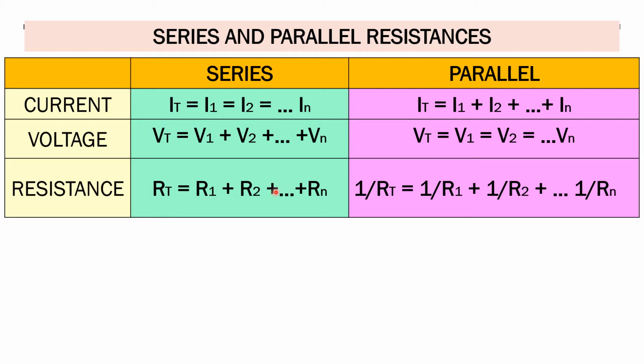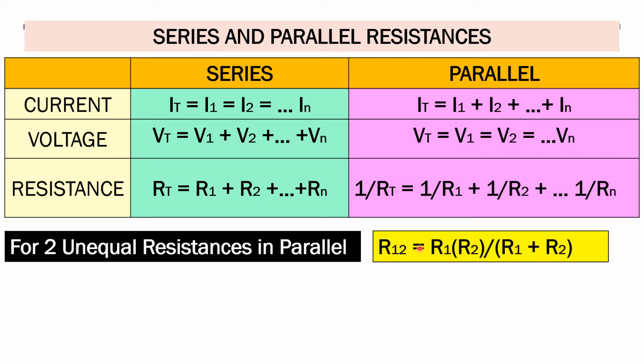But for a parallel circuit, we use the reciprocal formula in determining the total resistance. That is, 1 over RT is equal to 1 over R1 plus 1 over R2 plus 1 over R sub n. So that's the formula for the parallel total resistance. There are two important shortcut formulas when you want to determine the sum of two resistances that are connected in parallel.